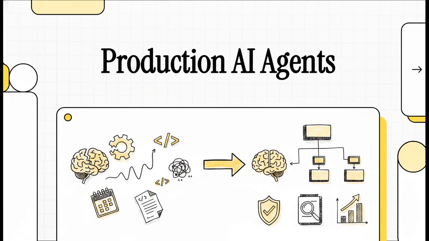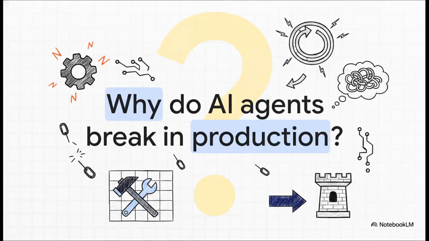So today, we're bridging that massive gap. We are moving from fragile conceptual AI demos to robust, production-ready agentic systems. We're going to break down the field-tested blueprints that take all that unpredictable AI behavior and actually turn it into reliable, auditable software. So why exactly do these agents break the second they hit production?